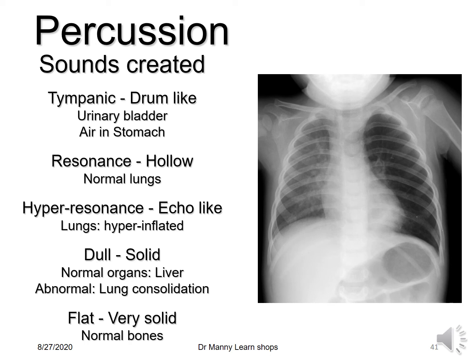Now, sounds created by percussion include tympanic, which is a drum-like sound, which is typically heard over the urinary bladder when you percuss, or, as you see on the chest x-ray there, air in the stomach. You can also have a resonant or hollow sound, which occurs over normal lungs, because the lungs are full of air. They're not solid.